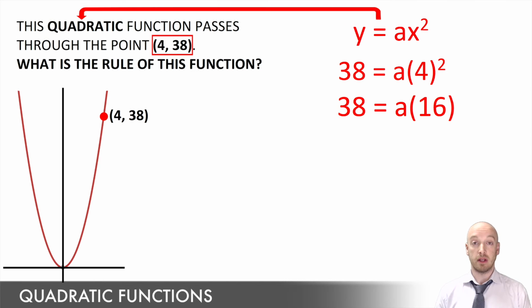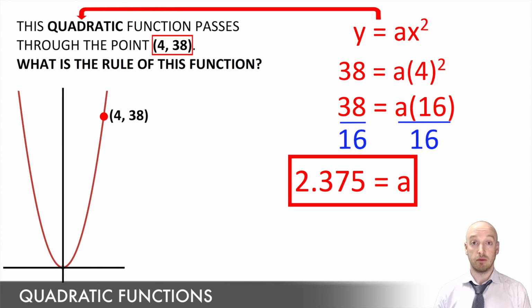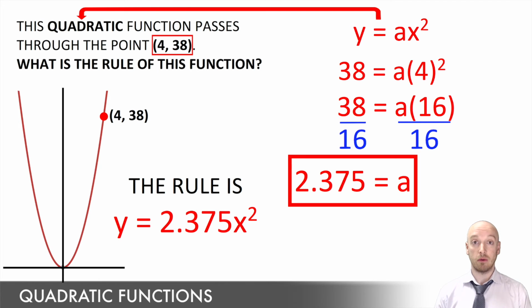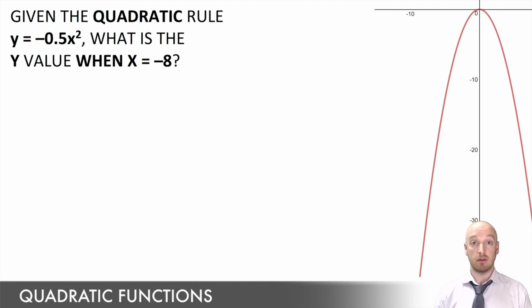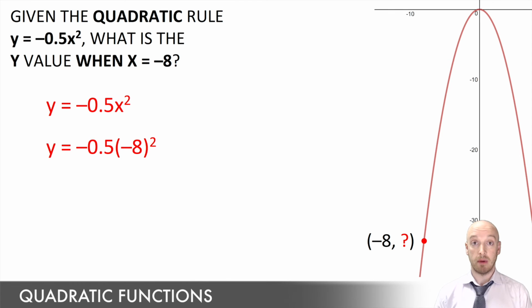So I actually end up with 38 is equal to a times 16 after doing that. And if I divide both sides by 16, I've isolated my a value. And in this case, a comes out to being equal to 2.375. So the rule for this quadratic function that passes through the point 4, 38 would be y equals 2.375 x squared. Now let's say in a second example we were given the quadratic rule y equals negative 0.5 x squared. And we want to know, given this rule, what is y if x is negative 8? Well, all we have to do here is plug negative 8 in where we see x and then square it. But be careful here, negative 8 squared is positive 64.